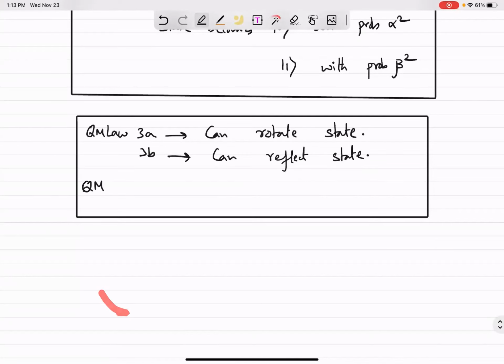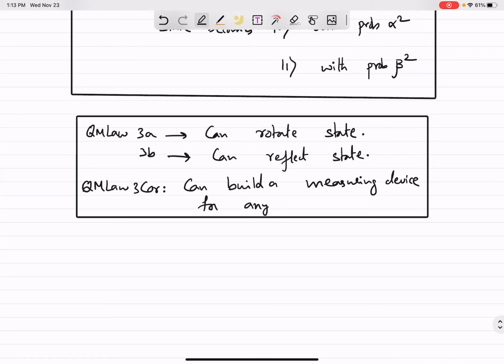And a corollary is that you can build a measuring device for any u comma v perpendicular on the circle.